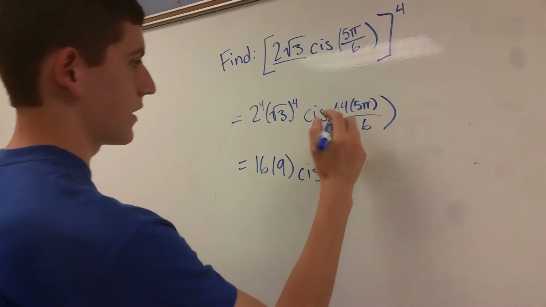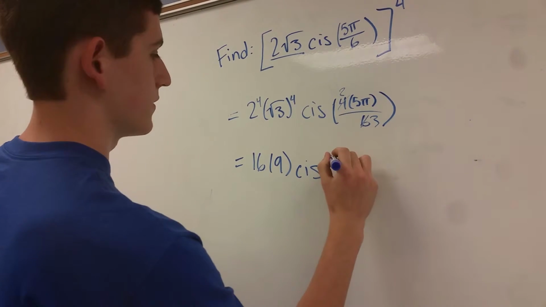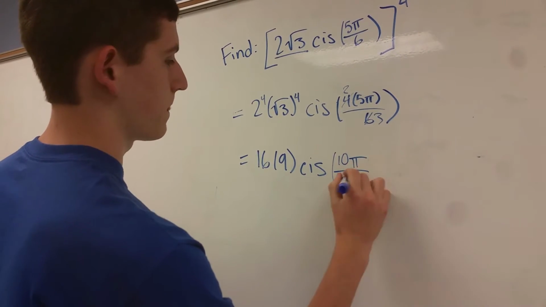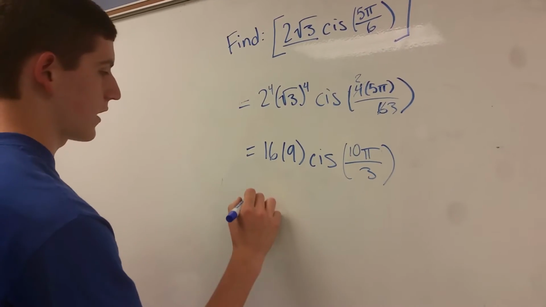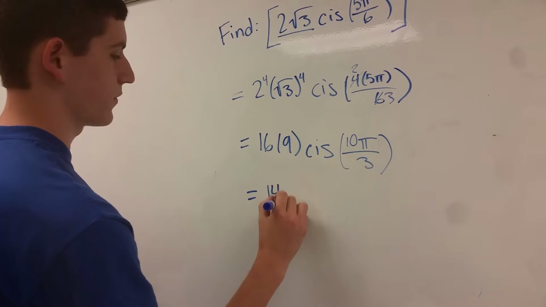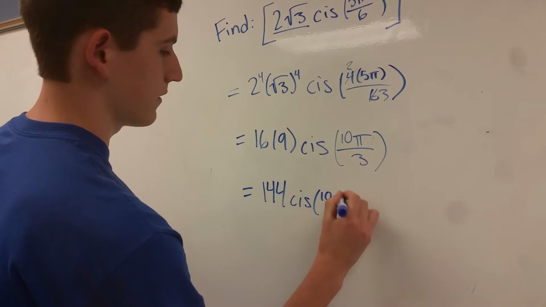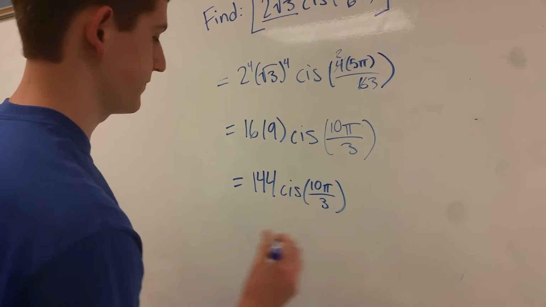Cis, this simplifies down to 2, this simplifies down to 3. You have cis 10 pi over 3. Then the last bit of multiplication here, 16 times 9 equals 144. Cis 10 pi over 3.